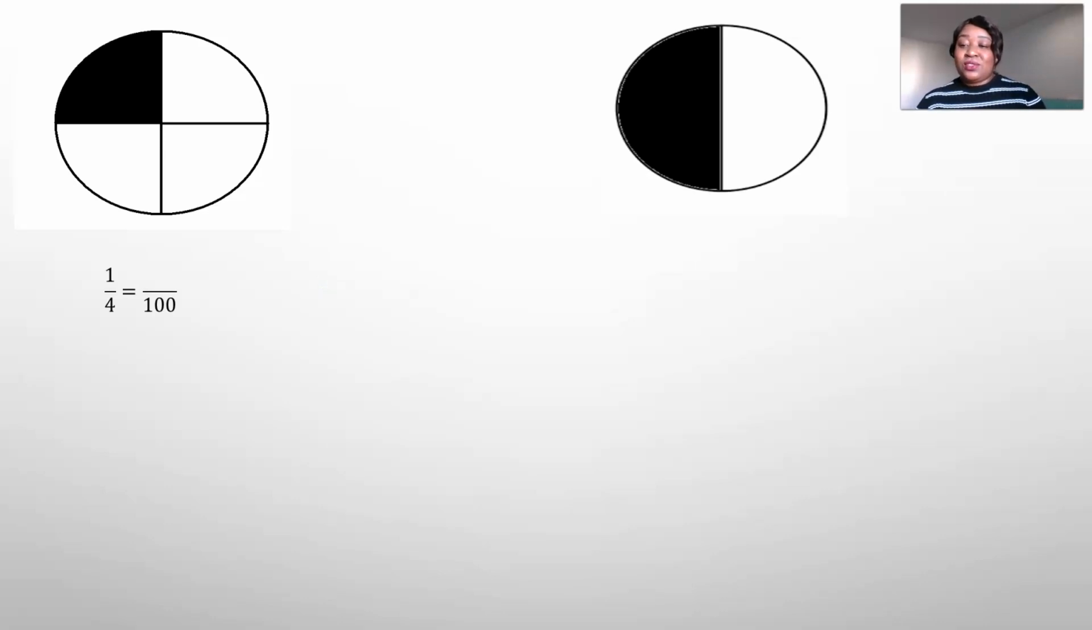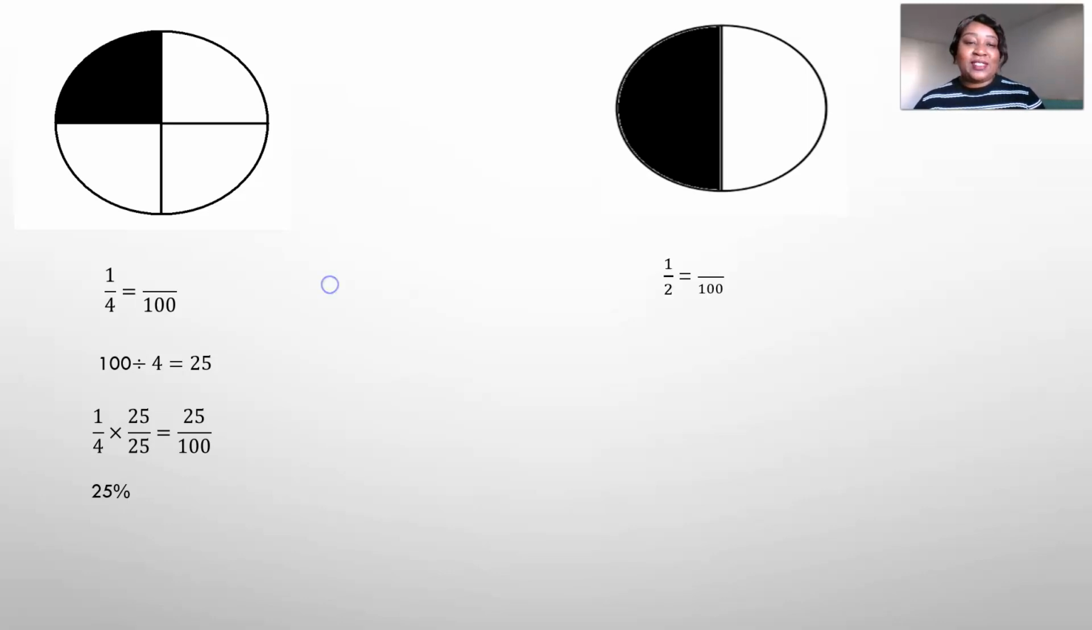So to change that to a fraction that is out of 100, you have to divide 100 divided by 4, which is 25. So we can use 25 to multiply 1 over 4. So 1 over 4 times 25 over 25 is 25 over 100, which is 25%. I know most of you got it right, so good job.